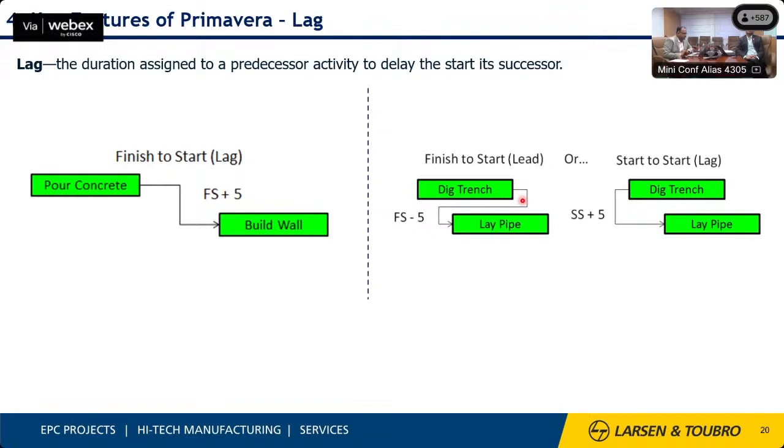The lag provides the flexibility to give a duration in between to start the other activity. Like we can see in the first example, finish to start, where the pouring of the concrete is done. Once this activity is finished, we will wait for 5 days to start building the wall. So these are the uses of the lag, which could also be provided as a negative. It is called a lead in the program.